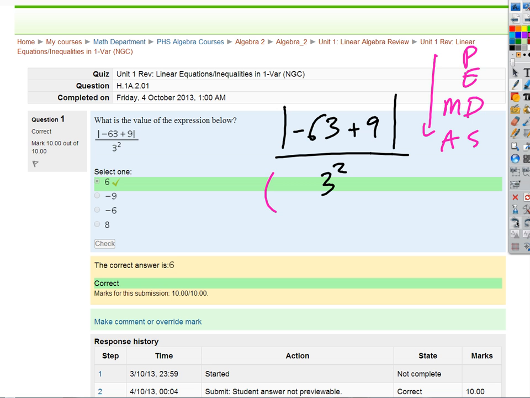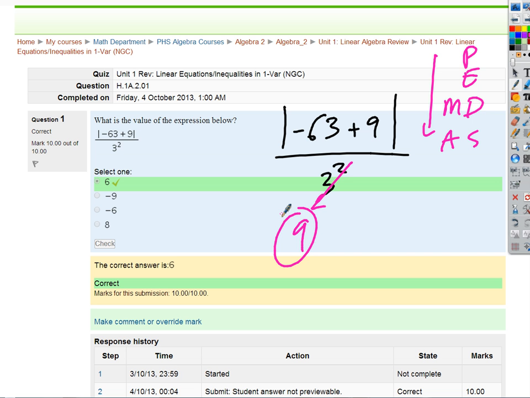So Ezra's idea of dealing with the 3 squared is fine. That's fine to do. 3 squared simplifies to 9, and we're done with the bottom then. The bottom we can just replace with a 9. On the top, the suggestion was to add 9 to negative 63 first.